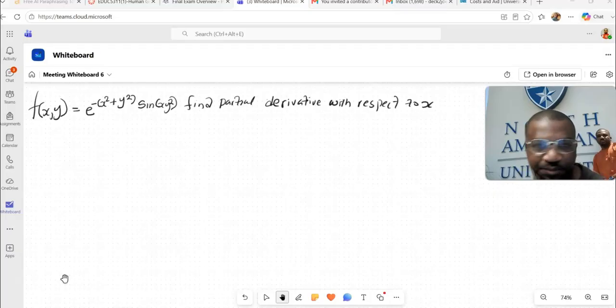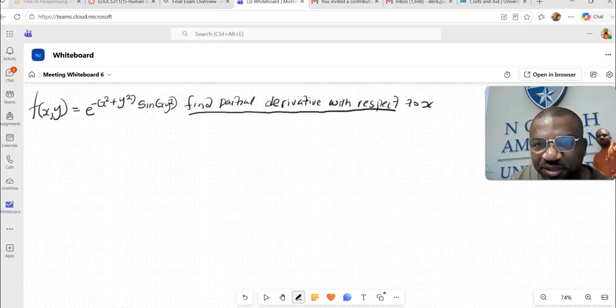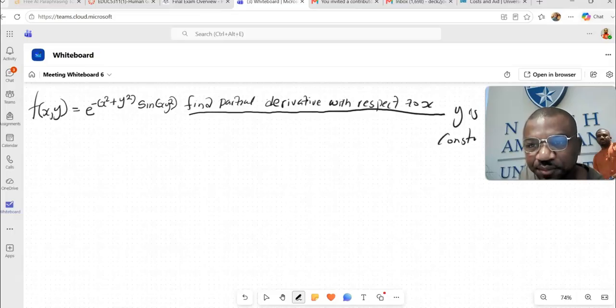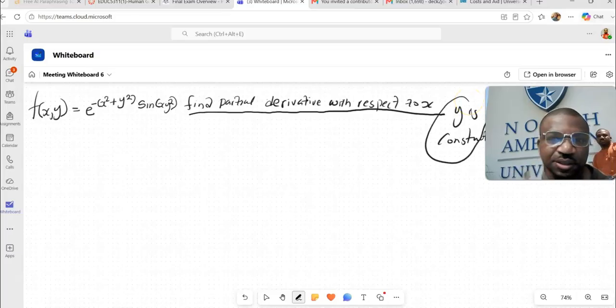We should find the partial derivative with respect to x. In that case, y is constant. If y is constant, we're dealing with just x. And when using the product rule, it's very important that you use other variables, apart from the x and y in this function, to represent your products.